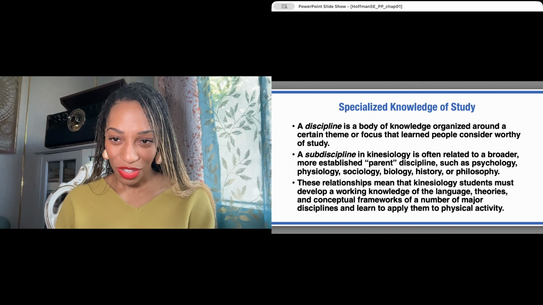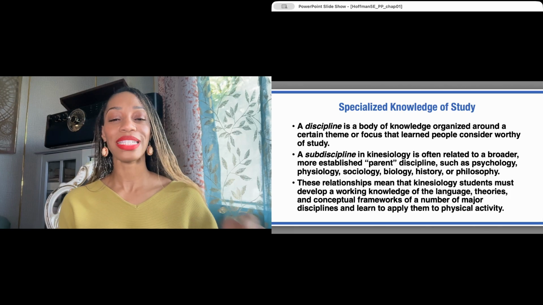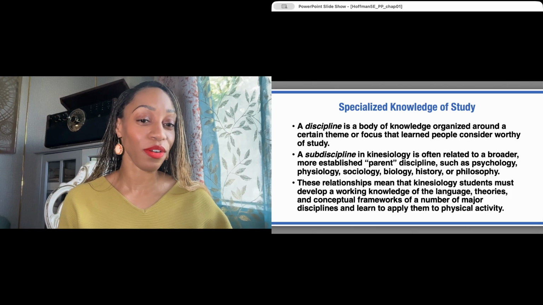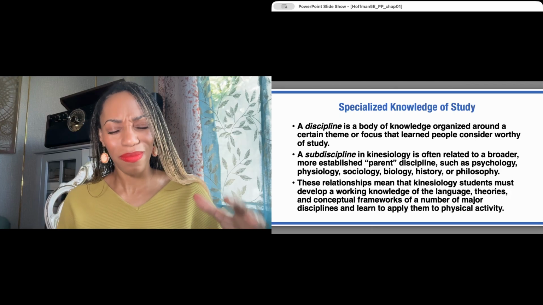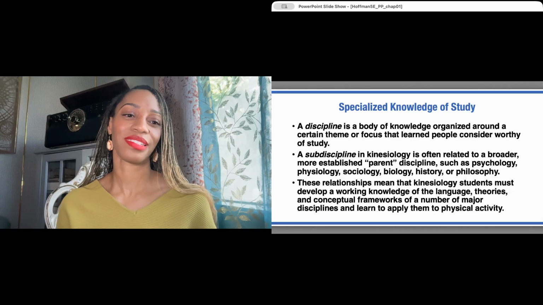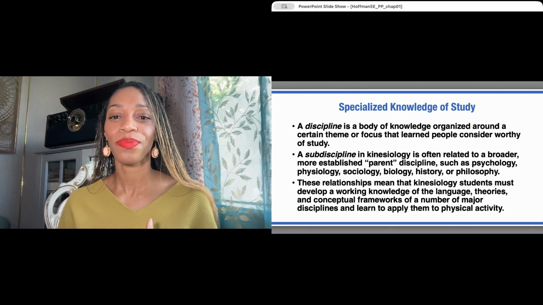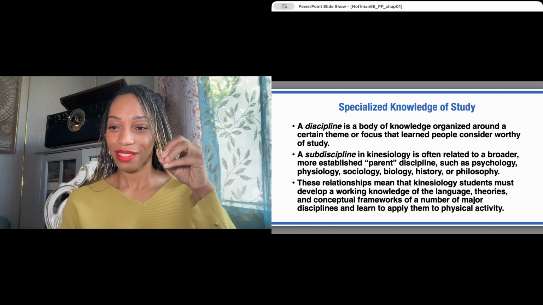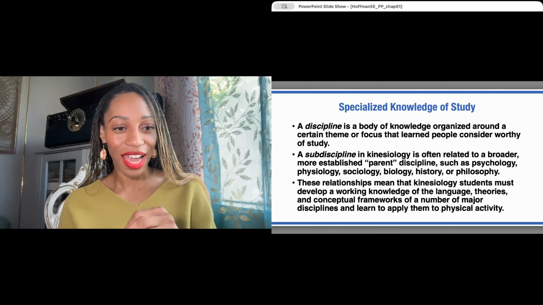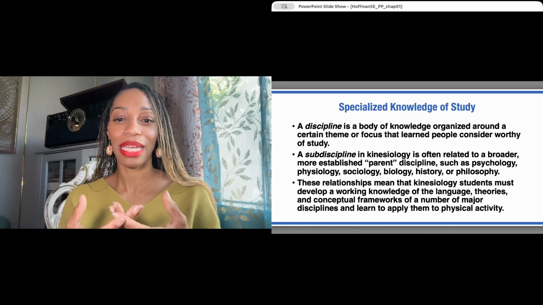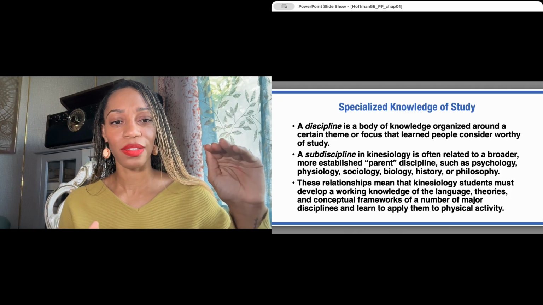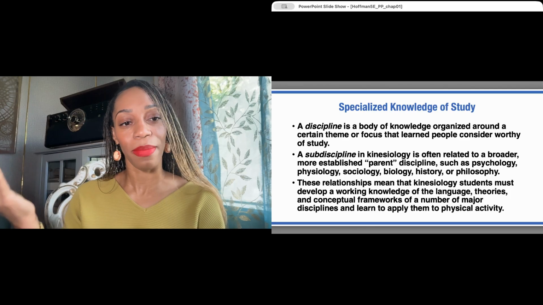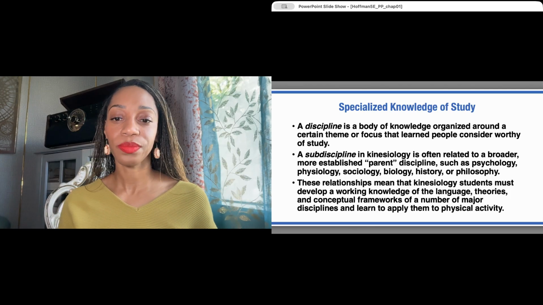Let's talk about the specialized knowledge of study. A discipline is a body of knowledge organized around a certain theme or focus that people think is worth studying. It has to have some value associated to it. A subdiscipline, these are fancy words, but a subdiscipline is right underneath that. It's like the child, it is pulling from the main discipline. So if kinesiology is our discipline, then some of our subdisciplines might be psychology, biology, sociology, etc.